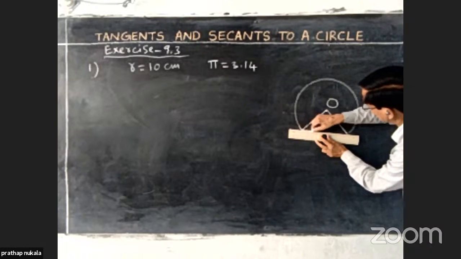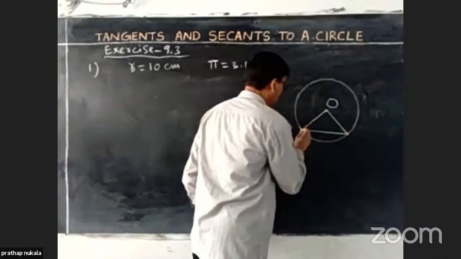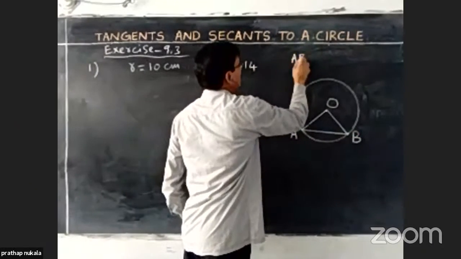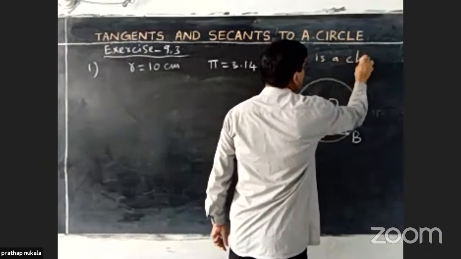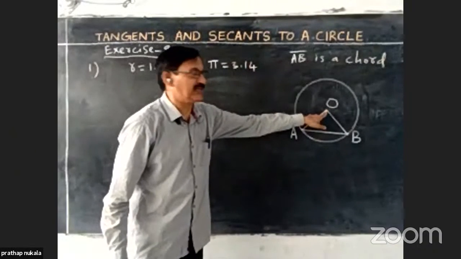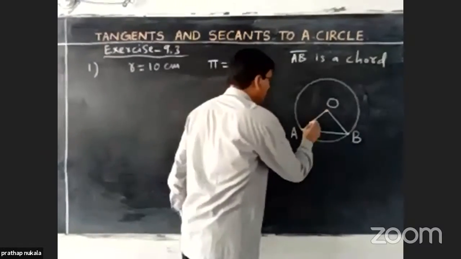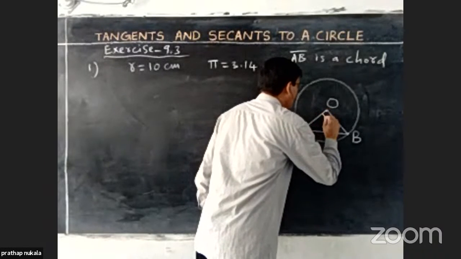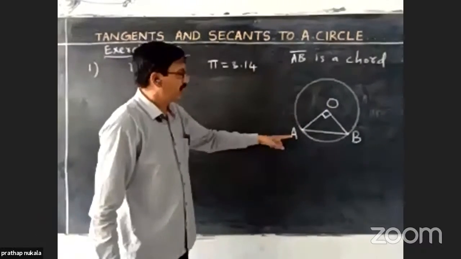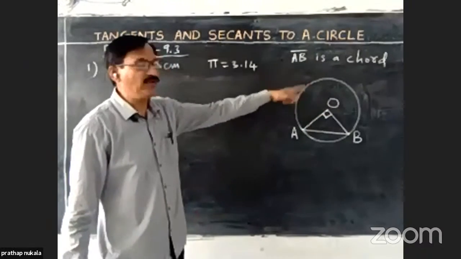We can draw roughly. Okay, this is the chord AB. AB is a chord of the circle. This chord subtends a right angle at the center. Subtends means making an angle, a right angle. Put the right angle symbol here. Then right angle triangle AOB forms.